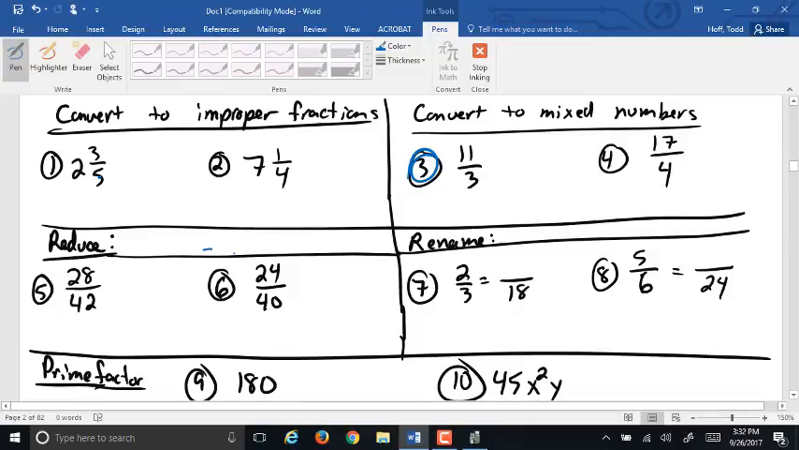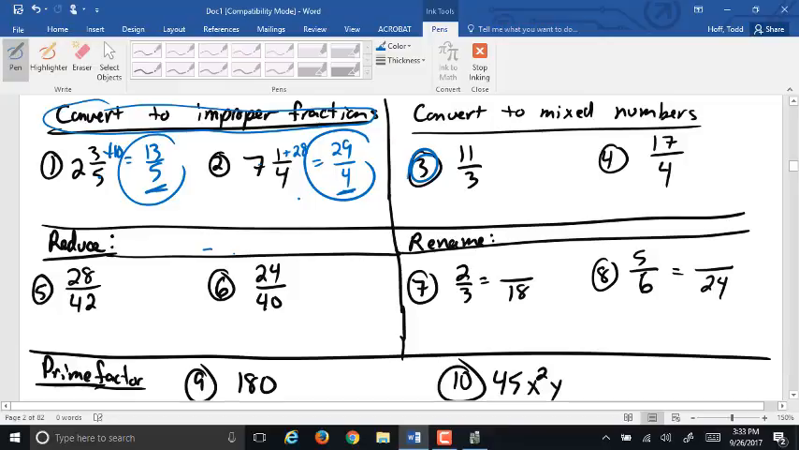So the 2 is multiplied by the 5 to make 10. Then we add that 10 to the 3 to get 13/5. The same with the 7 1/4. 7 times 4 is 28, plus the 1 is 29/4. Notice when we're converting mixed numbers to improper fractions, or the other way from improper to mixed numbers, the denominator of the fraction does not change.